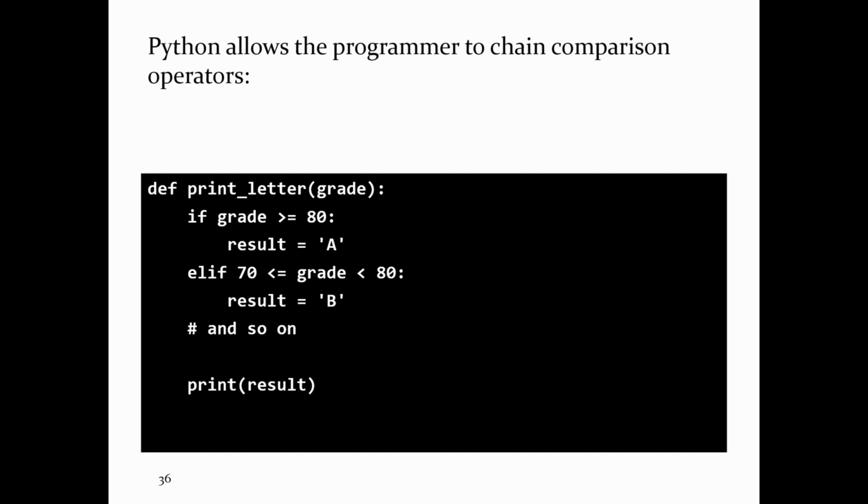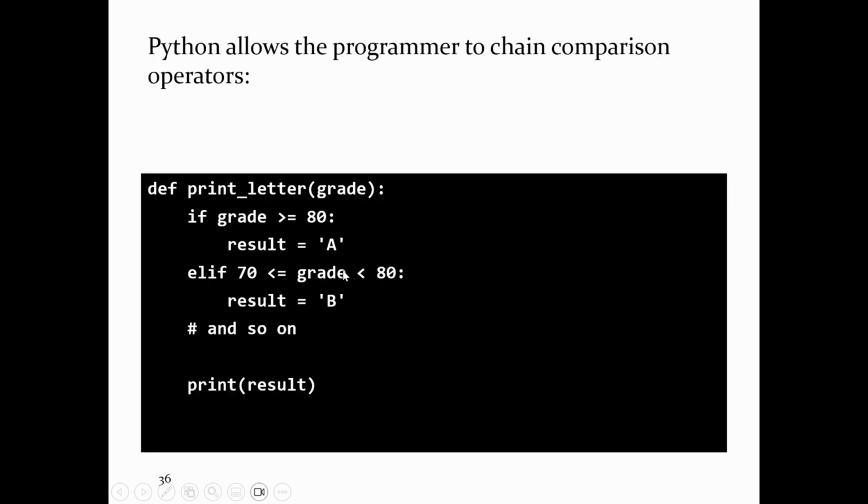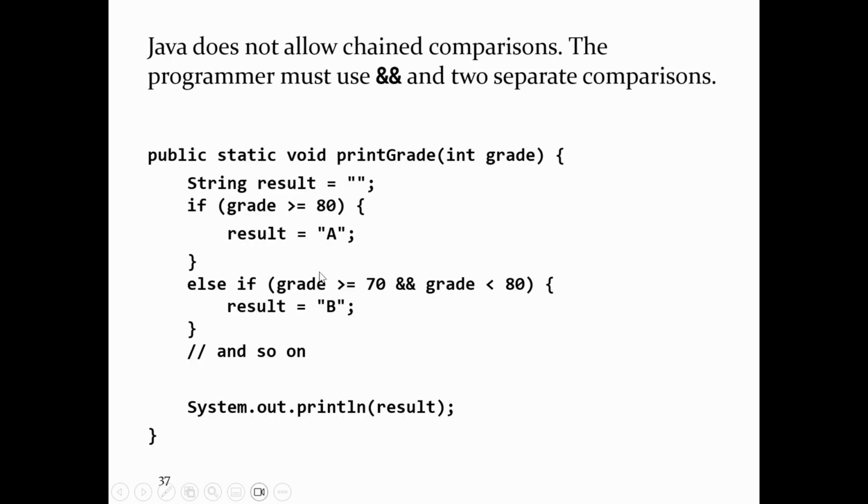Unfortunately, in Java, you can't write that, right? So if you want to do a comparison, you're allowed to use one comparison operator. That's it, right? So, unfortunately, what you have to do is you have to be explicit about the and. Right? So Java does not allow these chained comparisons to happen. Right? So the program must use and to separate the two separate comparisons. Right? And so here, if the grade is greater than or equal to 70, right, and is the grade less than 80. Right? If you try to write something that looks like that in Java, the compiler will complain again. Right? Java does not allow that kind of chained comparison.